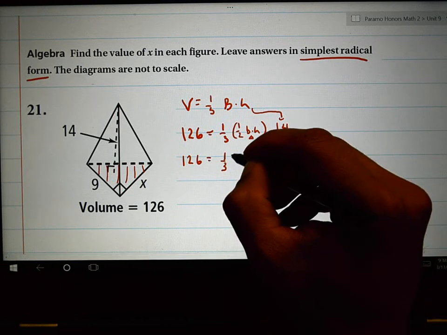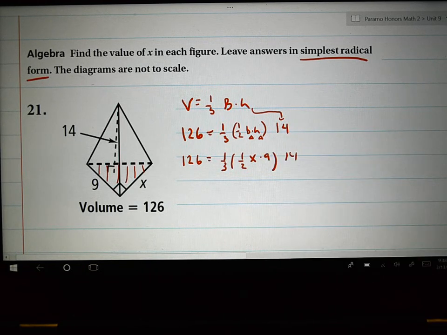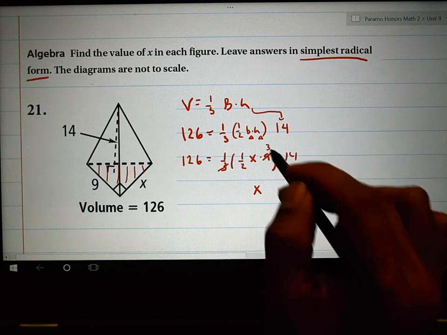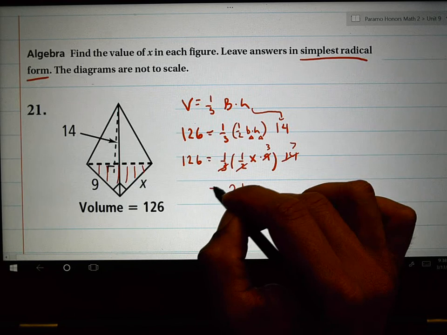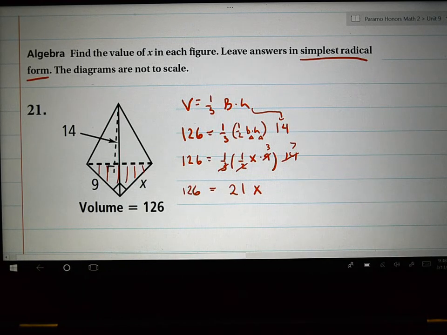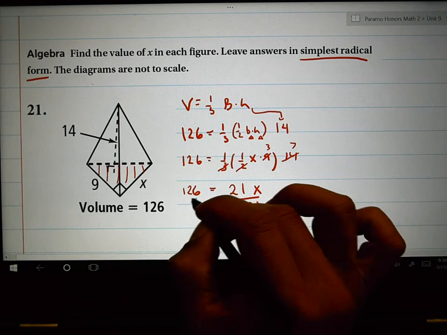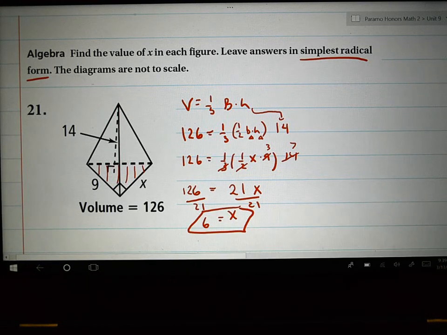Of the triangle, I have a base and a height. I think this is where x and 9 are going to come into play. And so we have 1/3 of 1/2 times x times 9 times 14. That's all multiplication. Because it's all multiplication, I recommend that we multiply everything first before we do anything else. X is going to be right here. 3 goes into 9 3 times. 2 goes into 14 7 times. I'm left with 3 times 7, which is 21x equals 126. 126 divided by 21, x is going to be equal to 6 units long.